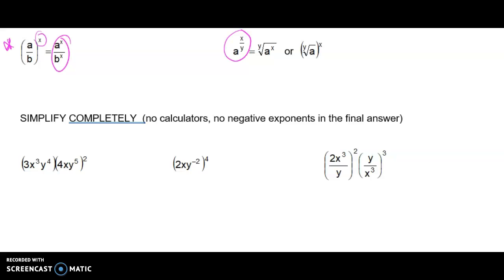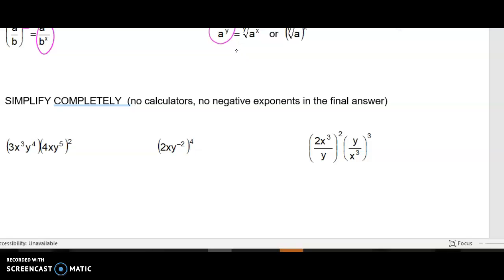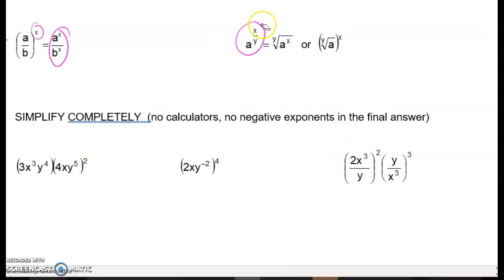A to the x over y power. Now, this is a really good one. I always think of it as a to the, this number is my exponent and this number is my root. So if I had a to the x over y power, x is my exponent, y is my root, that would be rewritten. X is the exponent and y is the root. So it would be rewritten like that.